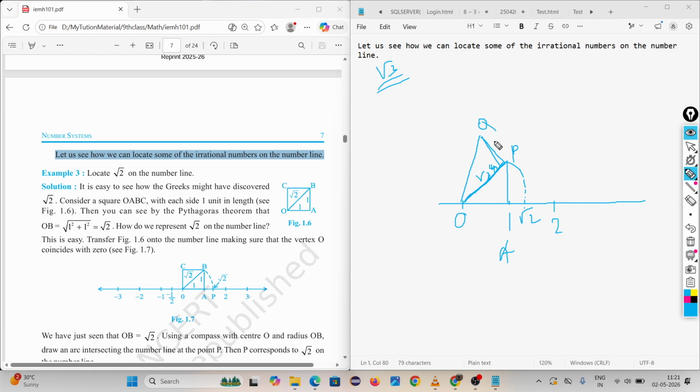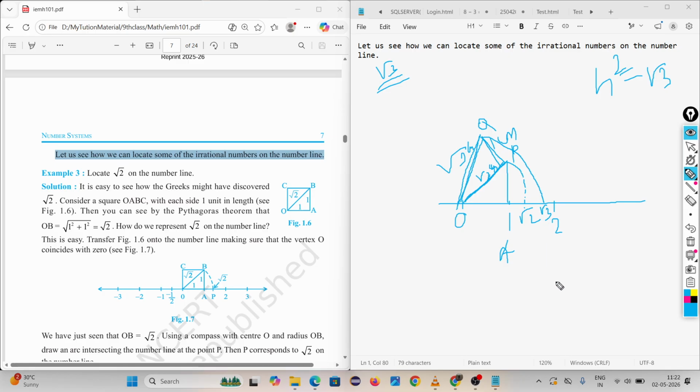Base root 2 centimeter. Then perpendicular is how much? 1 centimeter. If you find the square, will be how much? Root 3 centimeter. So by taking this, you have to take OQ as the radius. Mark one arc, draw one arc. The point at which it intersects the number line, this is root 3.